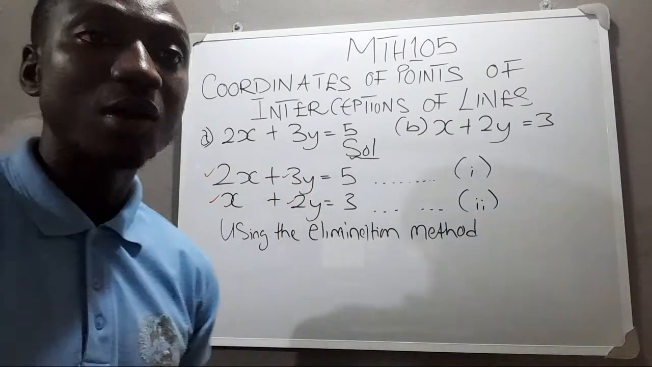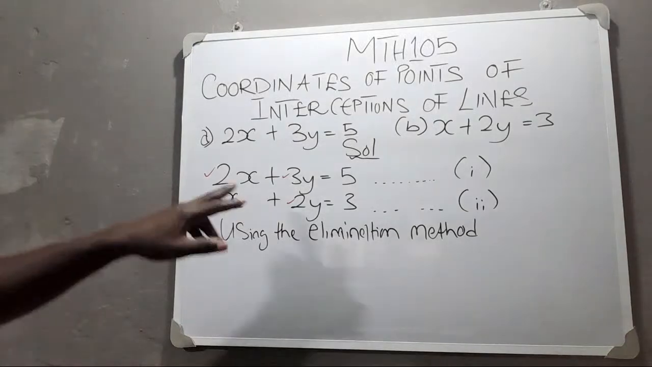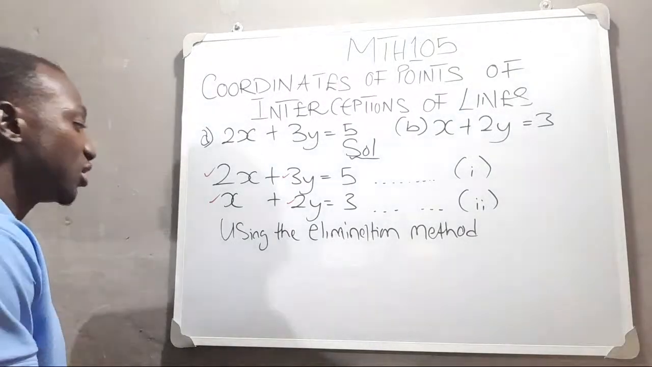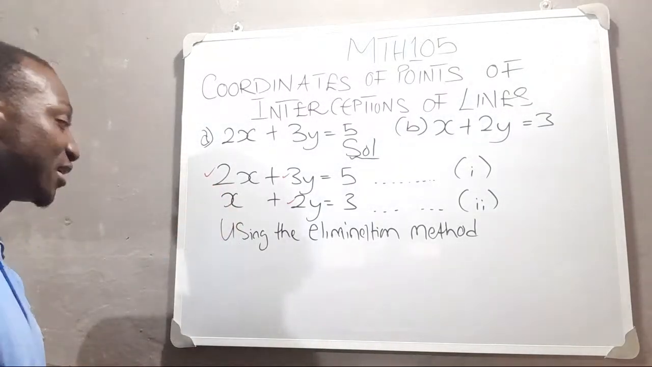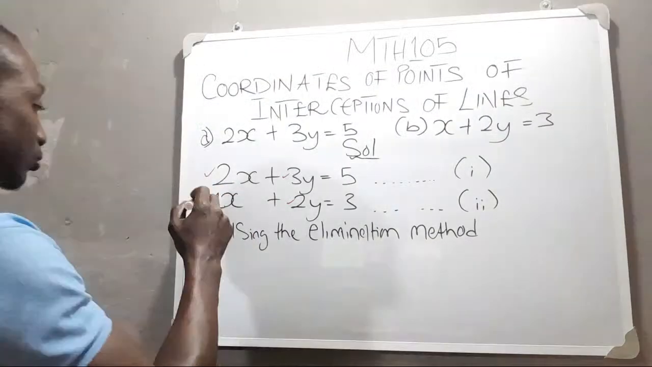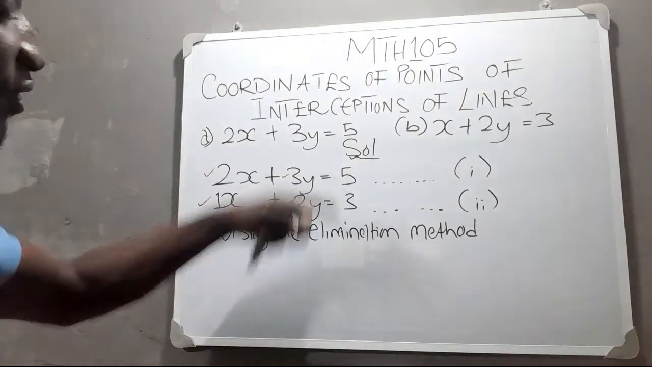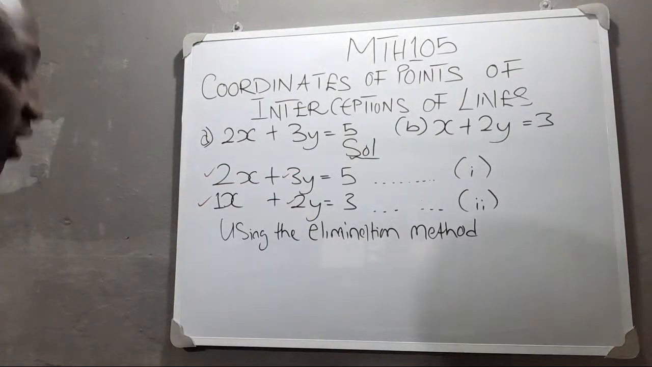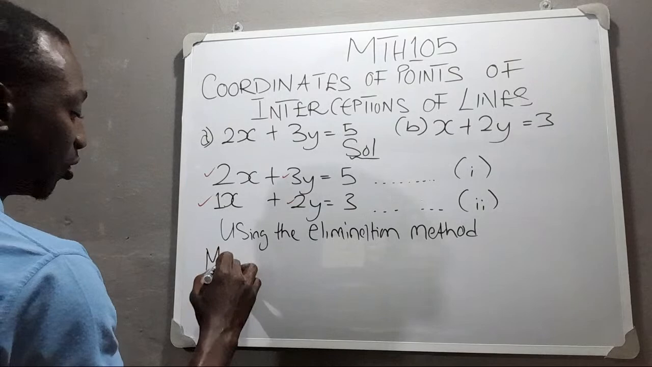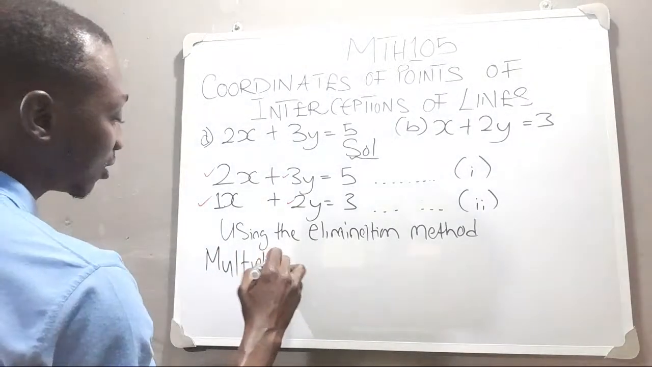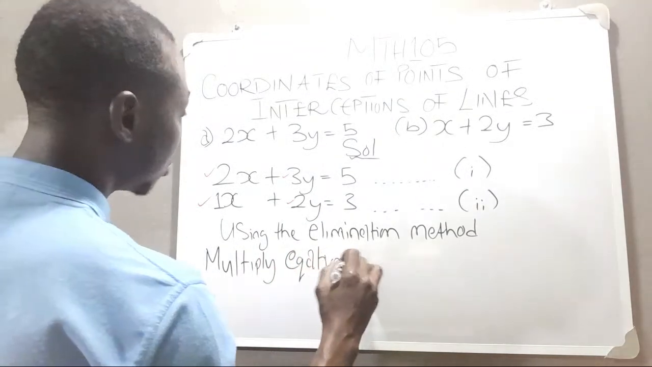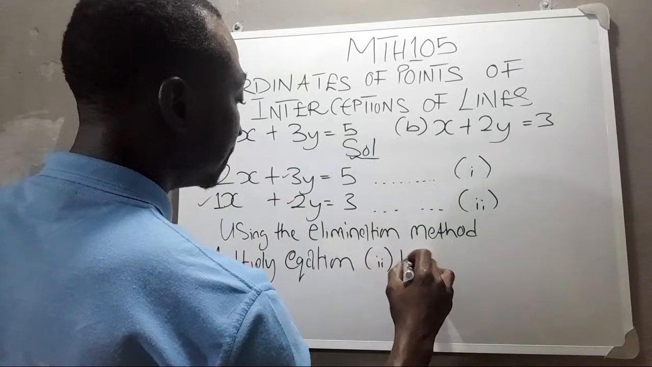You understand? So what we have to think about is this: this is 2x, this is 3y, and this is just x. It is assumed that there's an invisible one here. So how can we make either of these things equal? The next thing to do is, now let's try this method. Now let's multiply equation 2 by 2.